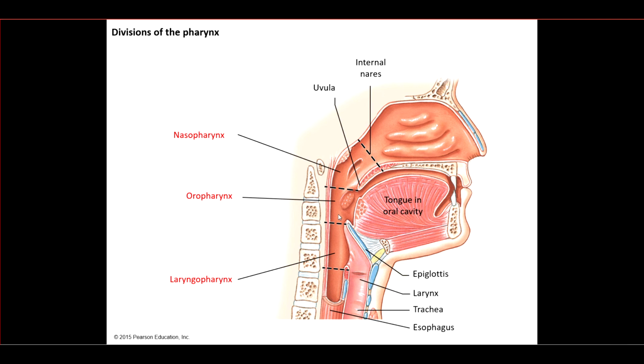So here's our oropharynx. And then finally, like I said, from the epiglottis down to where the esophagus begins and the voice box begins, this is going to be the laryngopharynx. There are no main structures in here that you have to be able to find.